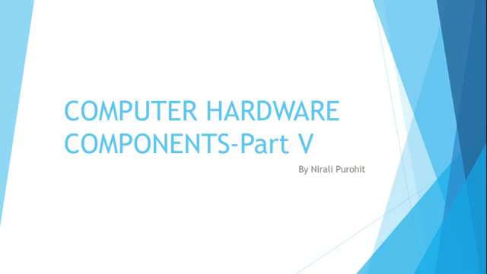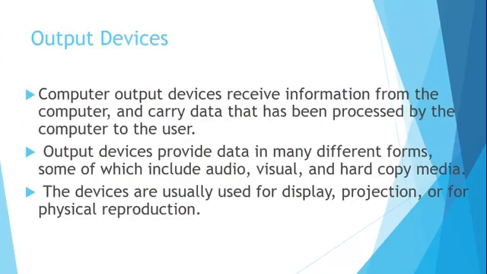Hello kids, today we would be discussing computer hardware components part 5. Today we will be discussing various types of output devices. Now first, what is an output device? An output device is a device which would show the output from the computer to the user.